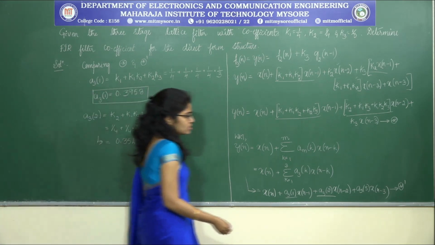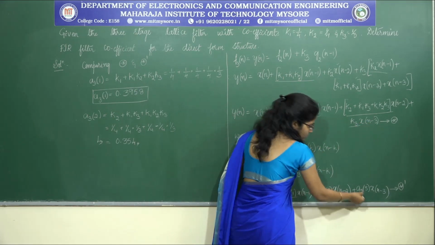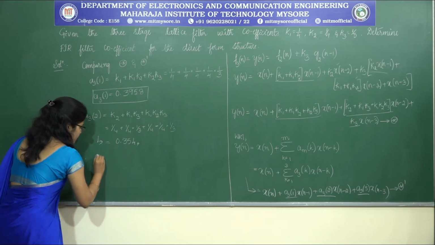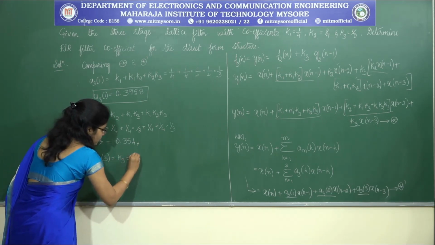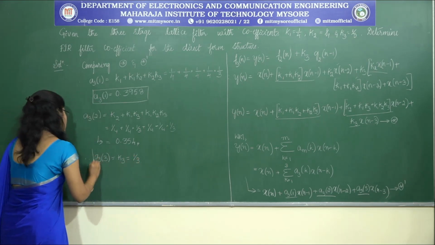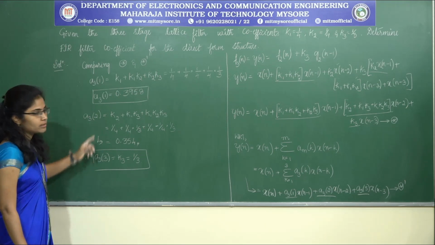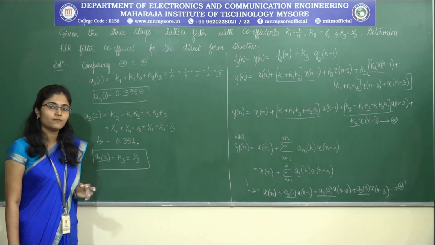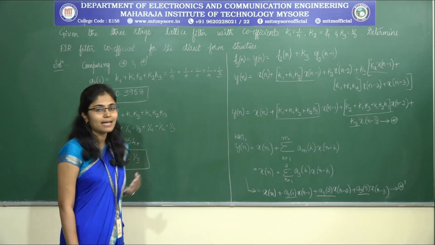And the last one is, compare the coefficient of x of n minus 3, which is k3. Here it is a3 of 3. Therefore, a3 of 3 is equal to k3, and the value of k3 is 1 by 3. So we got this coefficient also. So we wanted all the three coefficients, and we found out all the three coefficients of the direct form structure with the help of the coefficients of the lattice structure.